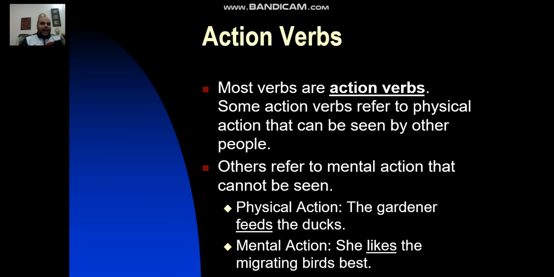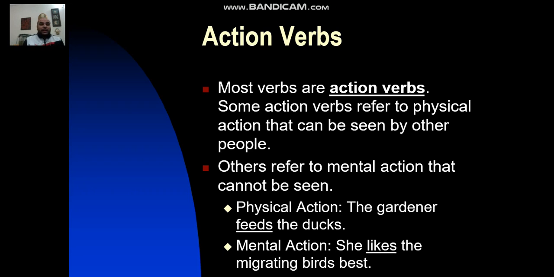Most verbs are action verbs. Some action verbs refer to physical action that can be seen by other people. When I perform an action, people are going to see that action. Others refer to mental action that cannot be seen, because when it happens inside your brain, no one is going to see it. So, physical action: the gardener feeds the ducks. He's moving. He's giving food to the ducks. So it's an action verb. Physical, of course. Mental action verbs.